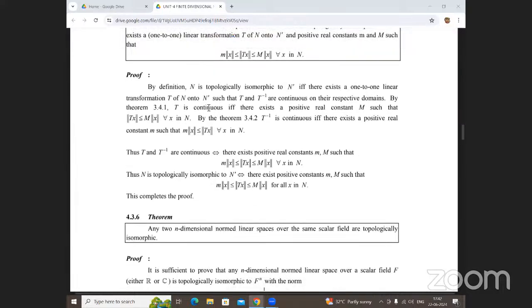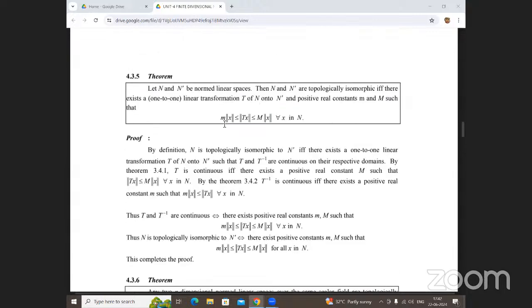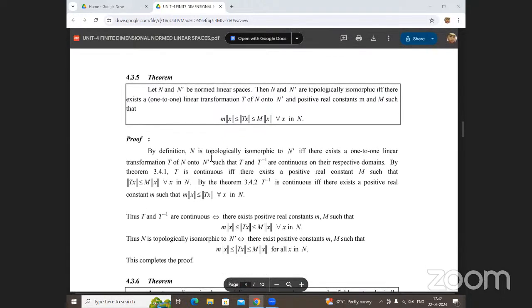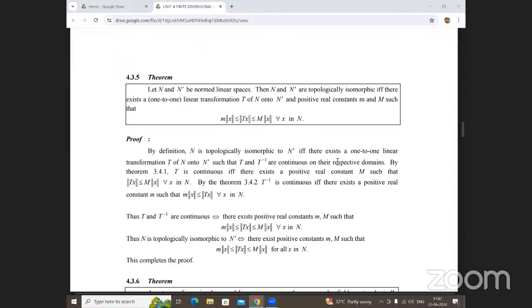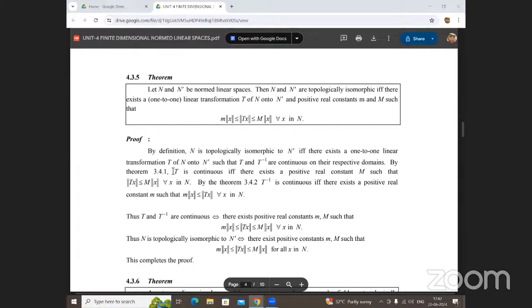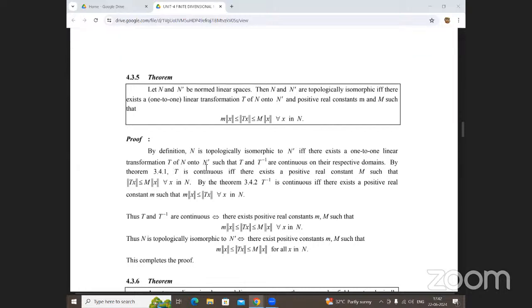We have already discussed the concept above, theorem 4.3.4, and according to that definition, what is topological isomorphism? If there exists a one-to-one linear transformation T of N onto N dash, and the transformation is onto, then the inverse of the transformation is also continuous on the respective domains. This is the meaning of topological isomorphism.